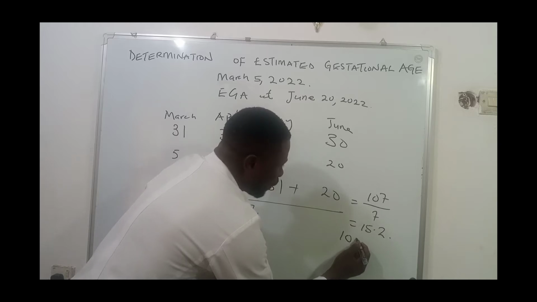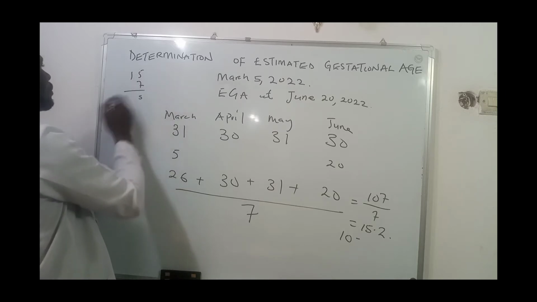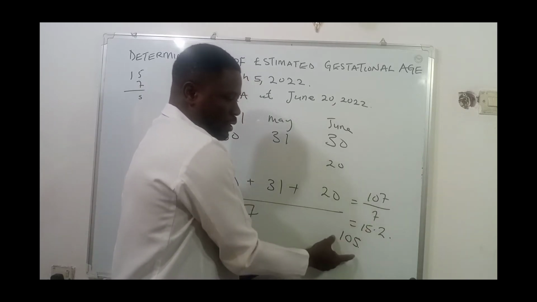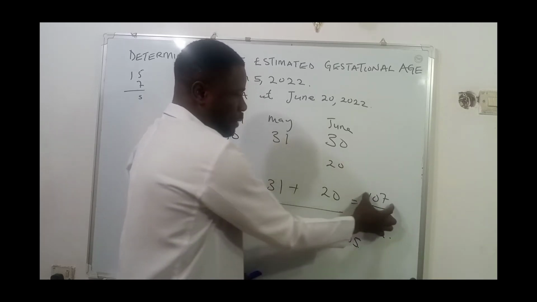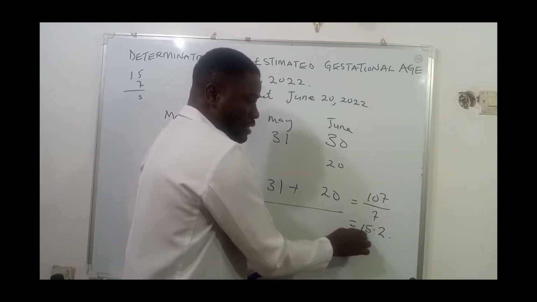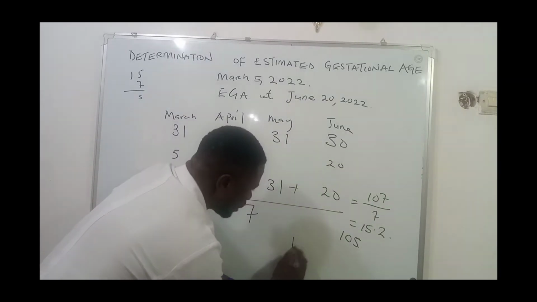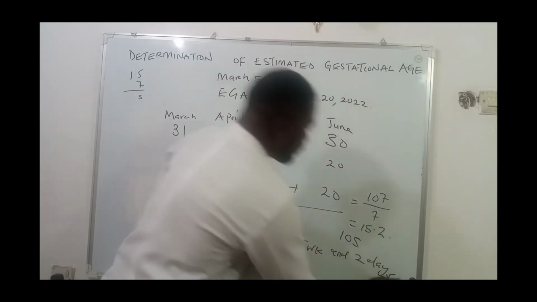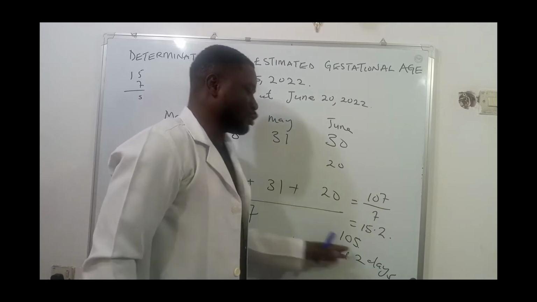When you do that, 7 times 15 will give you 105. Now you can see 105, what you're left with will be what? 2. Remember we had 107. So 7 times 15 is 105. It means that this 15 simply refers to 15 weeks remaining 2 days. So your answer will now be 15 weeks and 2 days. If you approach it this way, the answer will become 15 weeks and 2 days.